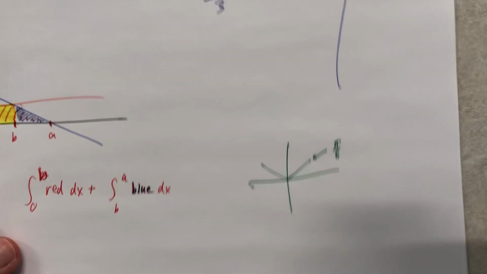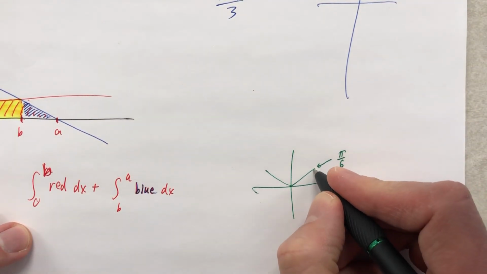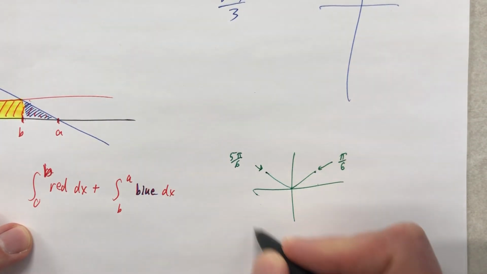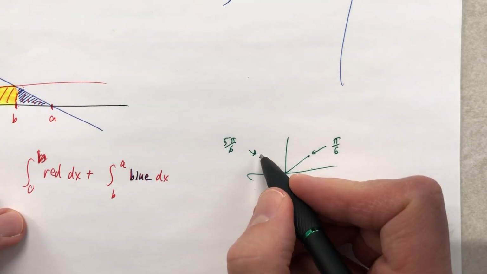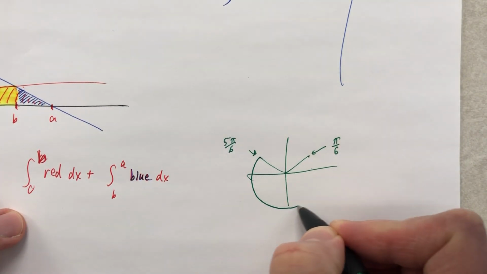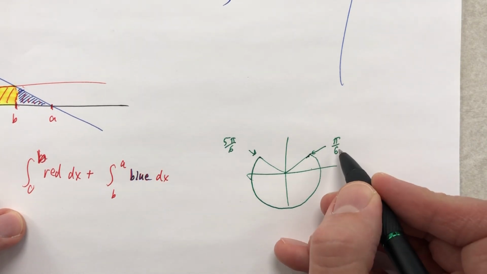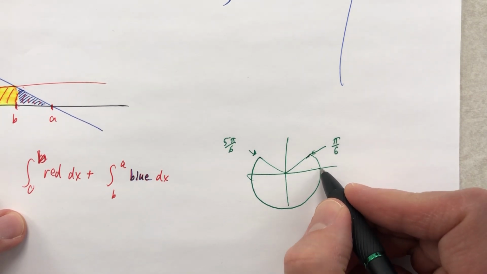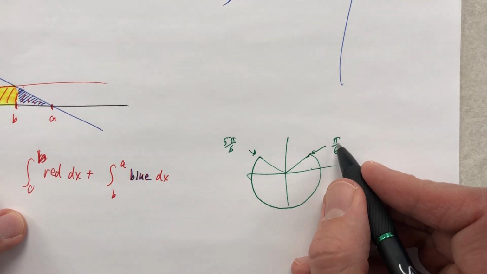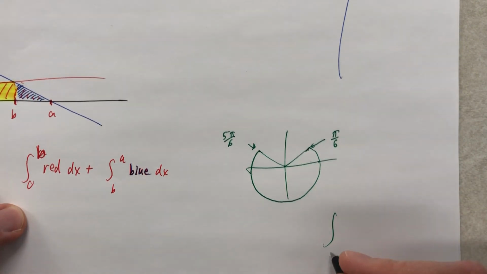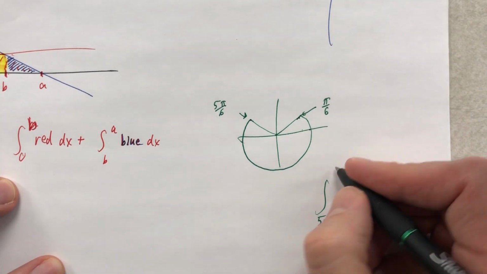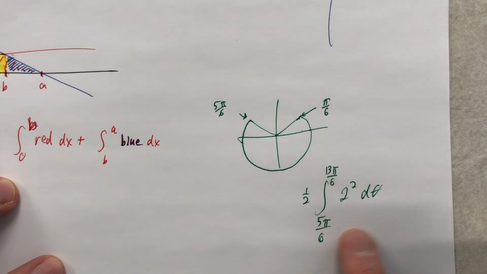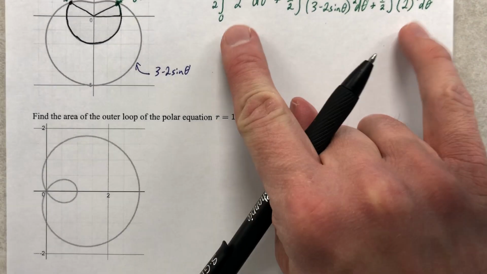I'll prove it to you, but with pi over 6, I can say from 0 to pi over 6, and then from this one, which is 5 pi over 6, trust me, we're going to do it in a second, all the way to 2 pi. Or you could say, I'm going to go from pi over 6 all the way back around to this, but I don't want to call it pi over 6. I could call it 2 pi plus pi over 6, which would be 13 pi over 6. I could totally make an integral that goes from 5 pi over 6 to 13 pi over 6 and do the 1/2 thing and then 2 squared d theta. I can do that instead of having two separate ones.